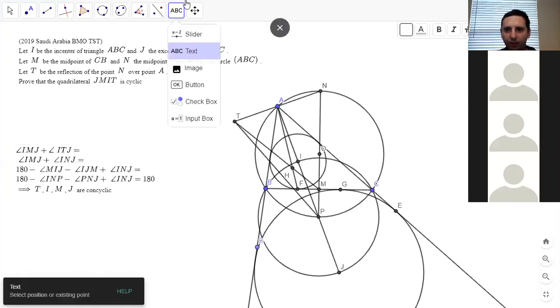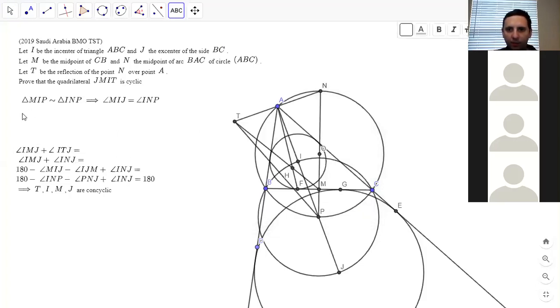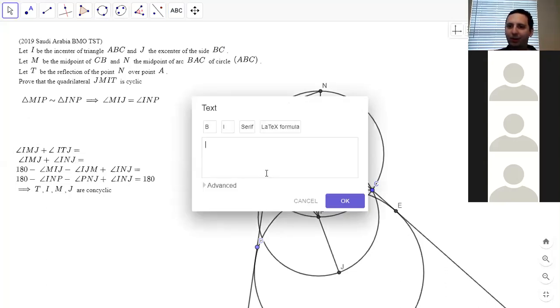So we have two similar triangles. Triangle MIP is similar to triangle INP. So that's where we use that angle MIJ equals angle INP. Yeah, this is a really nice solution. And then triangle MPJ is similar to triangle JPN. And so angle IJM equals angle PNJ. And then that's where we use the two of these.